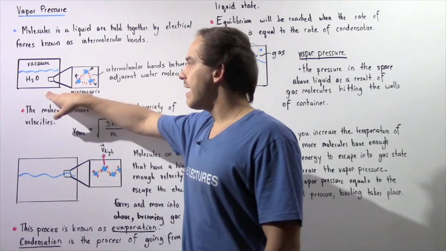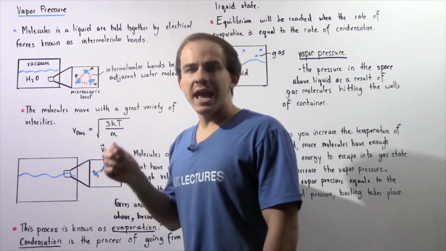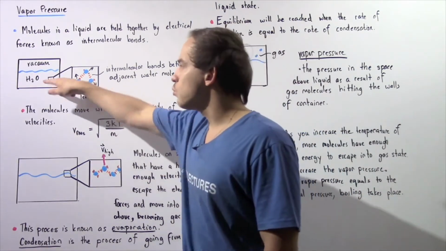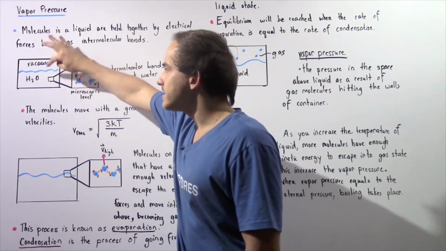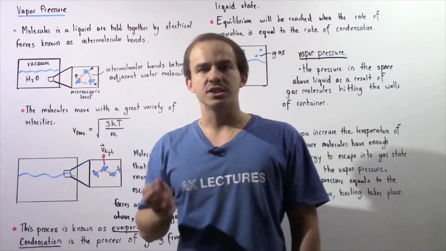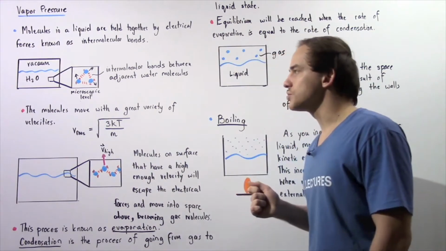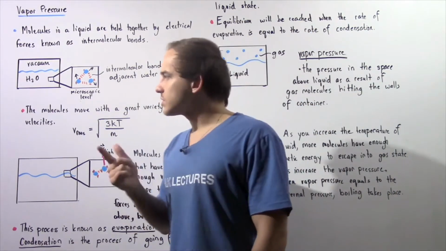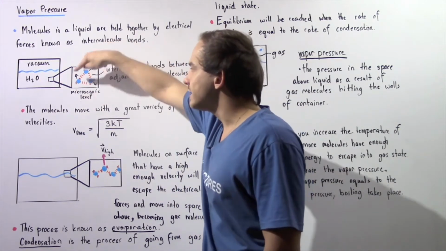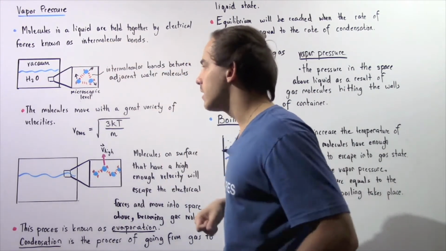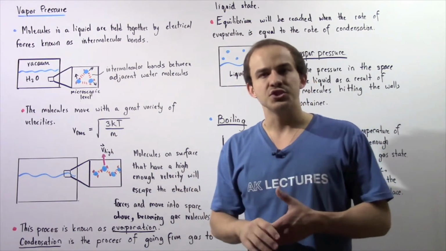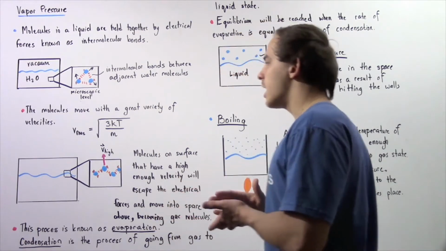So let's suppose we have the following closed container, and inside this closed container we have a liquid. Let's suppose water. Now in the space above the liquid we have a vacuum, so an absence of atoms and molecules. So if we take a microscope and we zoom in onto the microscopic level, we'll see that the liquid molecules, the water molecules, are moving about with a great variety of velocities. Some are low and some are high.